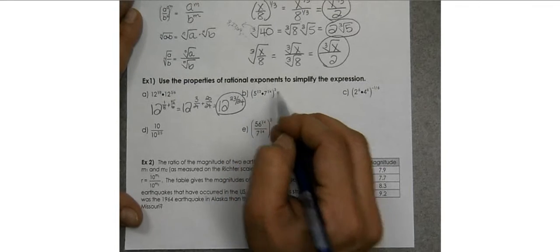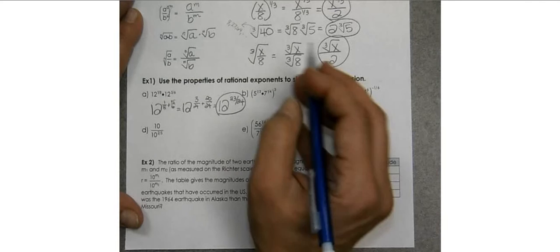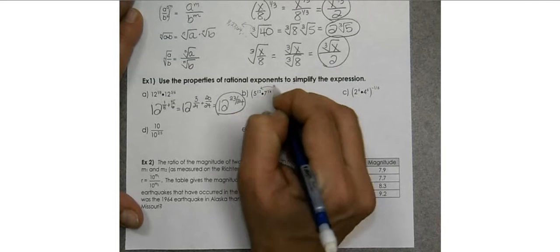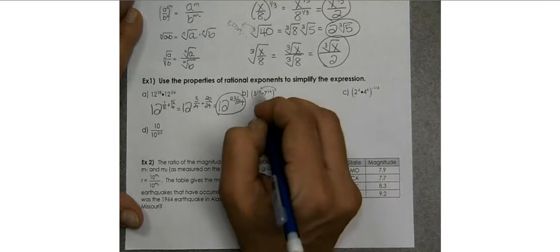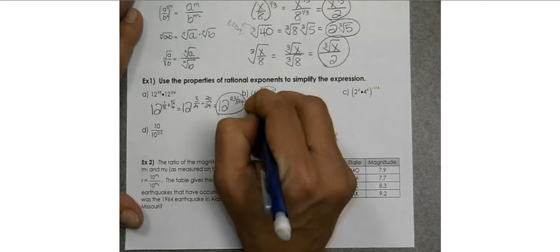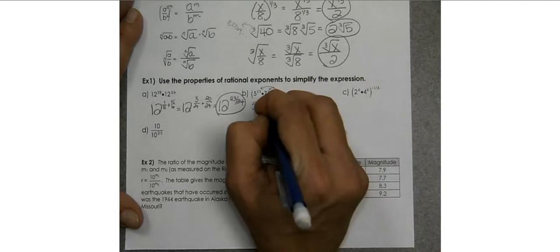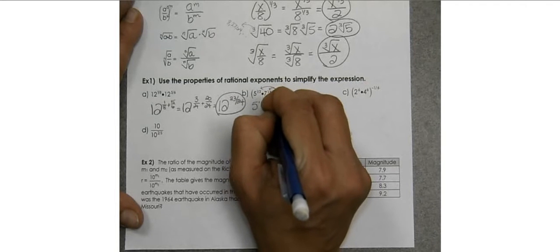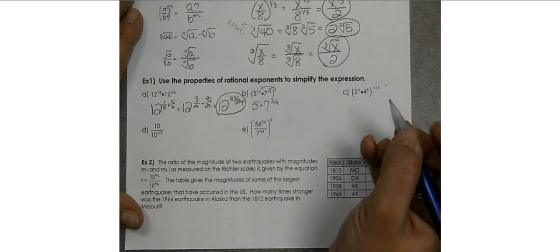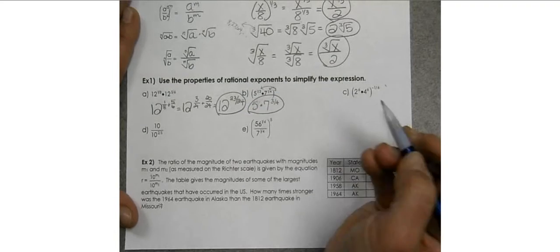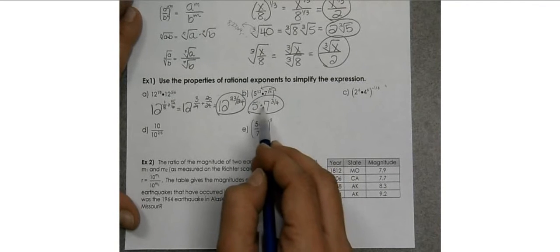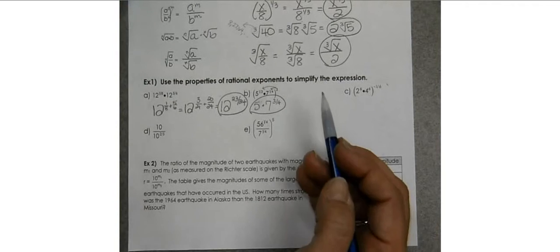Looking at letter B, 5 to the 1/3 times 7 to the 3/4. Well, I want to apply this exponent to the 1/3. So 1/3 times 3, well, that just gives me 1. And then 1/4 times 3, well, that gives me 3/4. So I have 5 to the 1st, or just 5, times 7 to the 3/4. That's all I can do with that one. I can't multiply the 5 and 7 because 5 doesn't have that same exponent, so I'm stuck there.